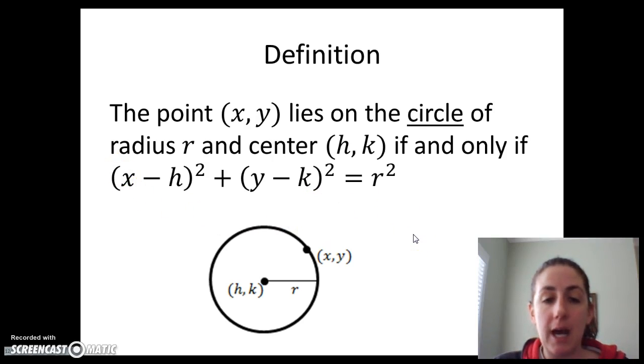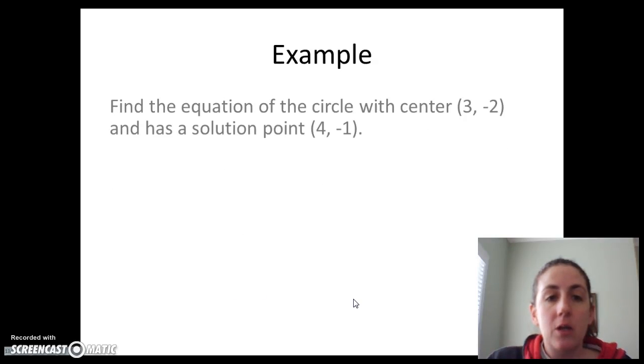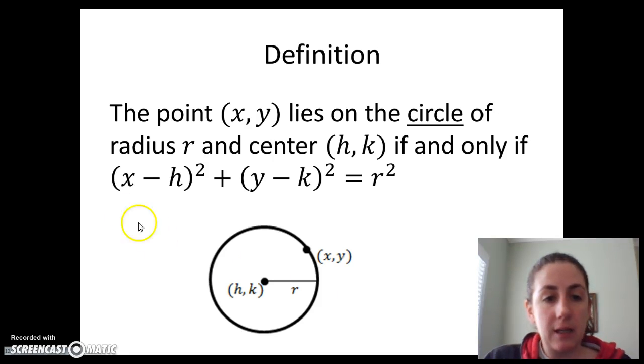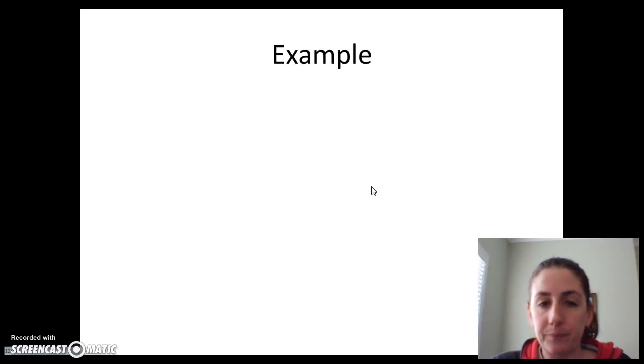Now h and k, that center of the circle, is constant. That does not change. The same with the radius. Your variables, the things that change depending on where you are on the circle, your x and your y might vary. So if we wanted to find the equation of a circle that had a center 3, negative 2 and a solution point 4, negative 1, well, what we're looking at doing is finding this equation right here where we fill in h, k, and r with their constant values.